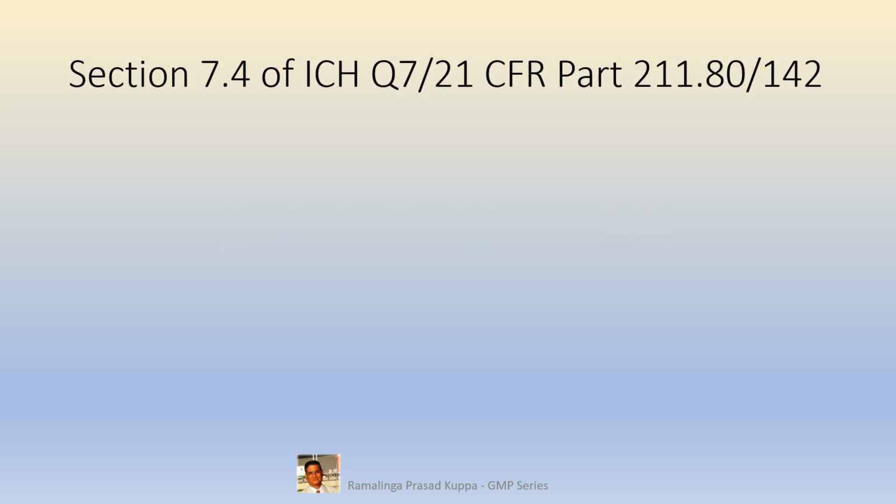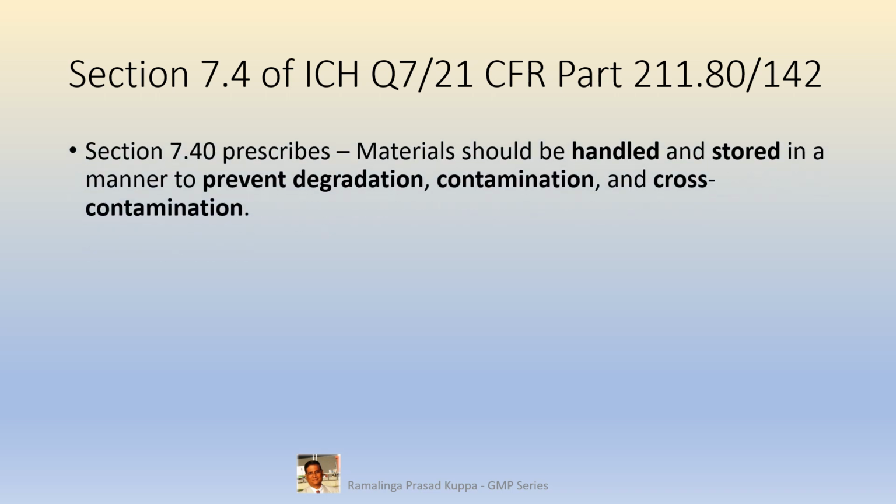Section 7.4 of ICH Q7 and 21 CFR Part 211.80 and 142. Section 7.4 deals with the requirements for API manufacturing and 21 CFR Part 211 for dosage form manufacturing. Section 7.40 prescribes materials should be handled and stored in a manner to prevent degradation, contamination, and cross contamination.